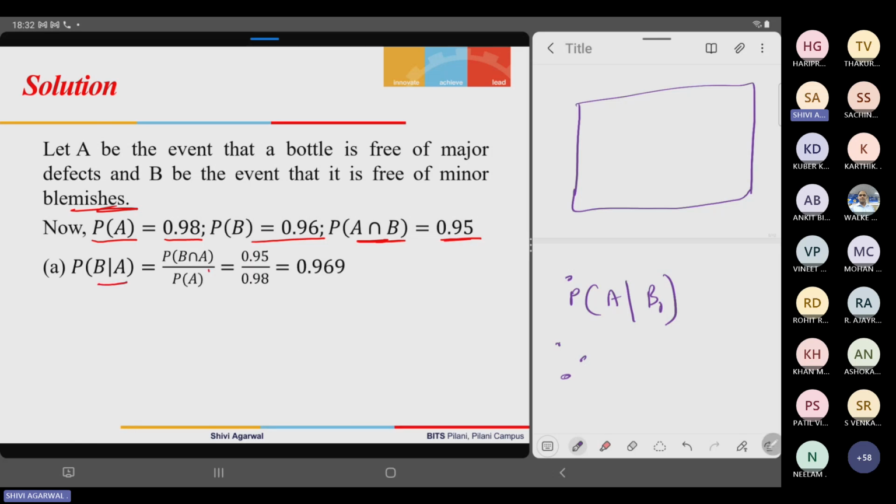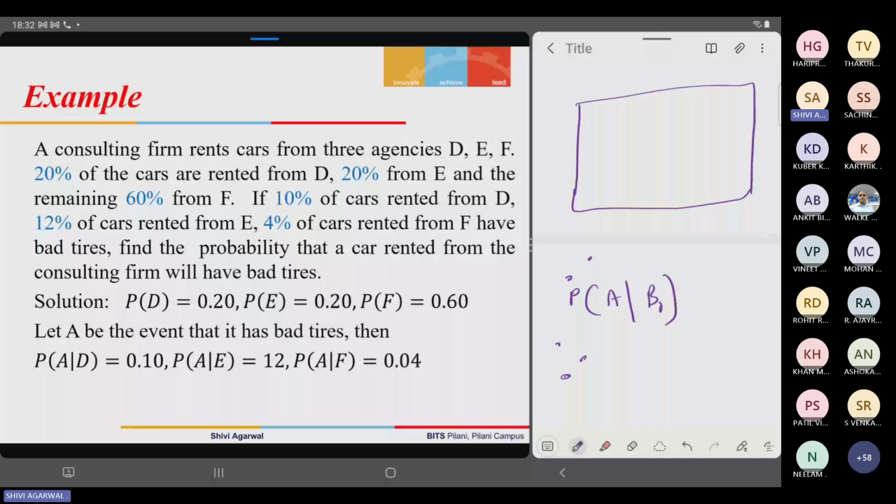So by the direct formula we can write 0.95, that is A intersection B, upon 0.98, probability of A, that is 0.969. For the other part, probability of A given B, using the same formula, probability of A intersection B upon probability of B, it is 0.95 upon 0.96, which is 0.990. So by using conditional probability, we can find the answer here.